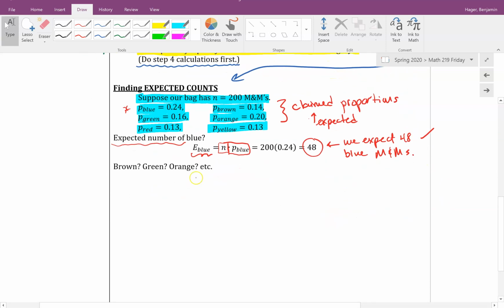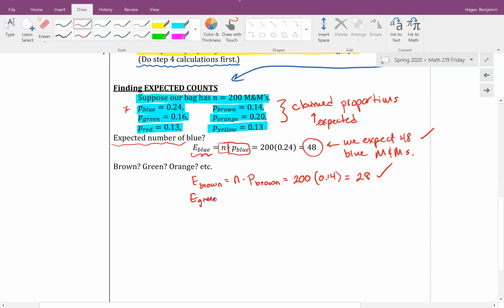I also need to find the expected number of brown. Well, that's the number of M&Ms times the proportion that are supposed to be brown. So that's 200 M&Ms times 0.14. That's 28. Well, that's enough. And I need to do this for all of these, so I'll do them real quick.